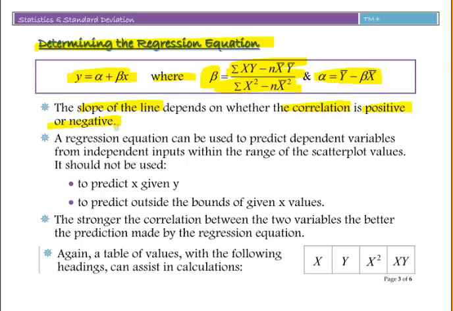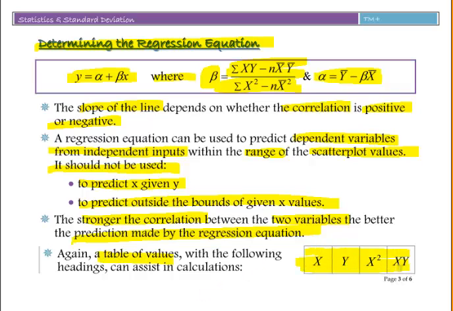A regression equation can be used to predict dependent variables from independent inputs within a range of the scatterplot values. It should not be used to predict an x given y, or to predict outside the bounds of given x values. The stronger the correlation between two variables, the better the prediction made by the regression equation. Again, a table of values with the following headings can assist calculations.